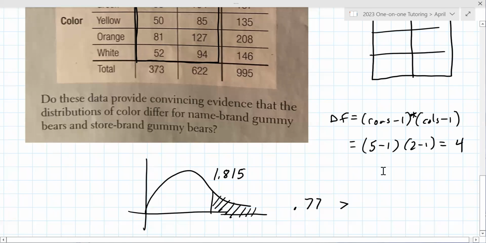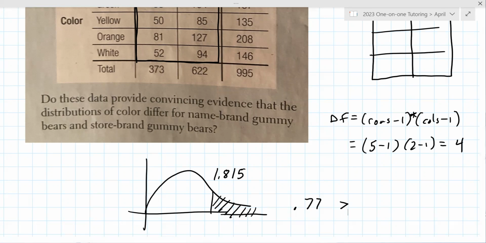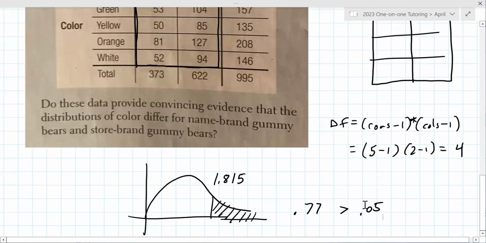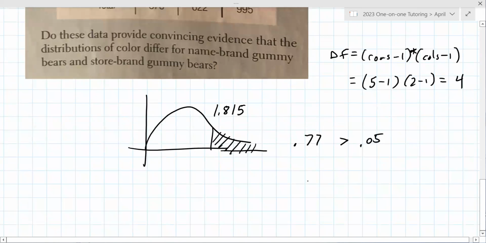I don't know if an alpha level is given. Let me double check. It doesn't mention an alpha level, but something that I did notice is that usually she puts in 0.05 if they don't give you one. So this is fail to reject, because the p-value is greater than alpha.